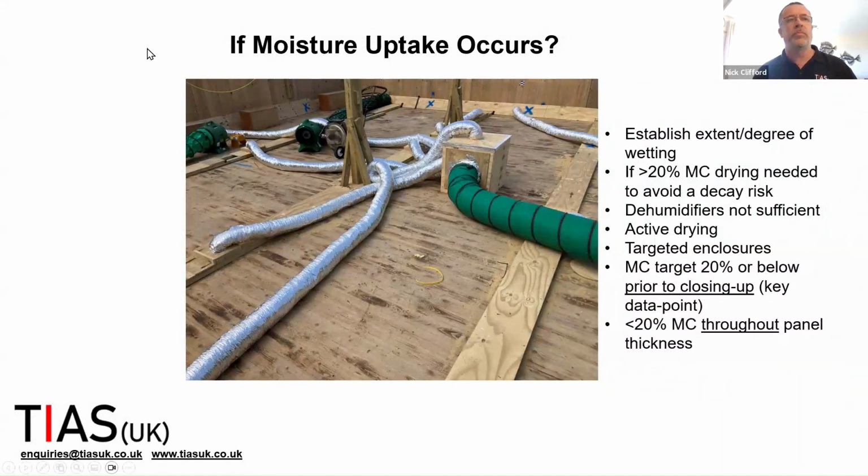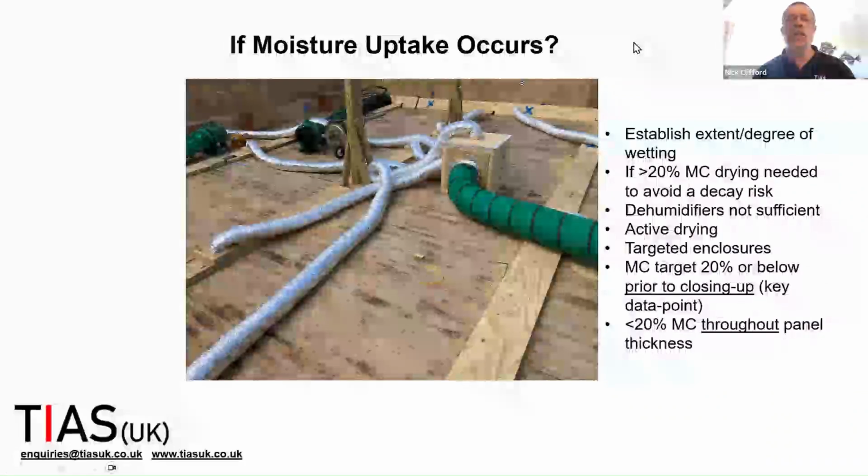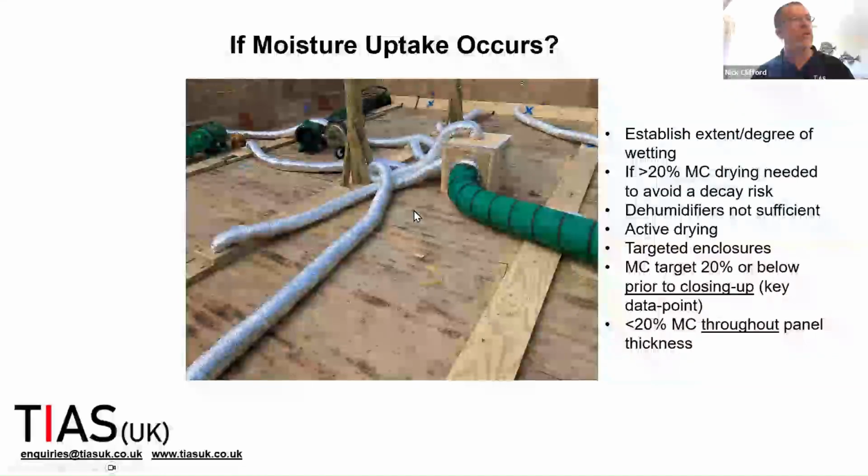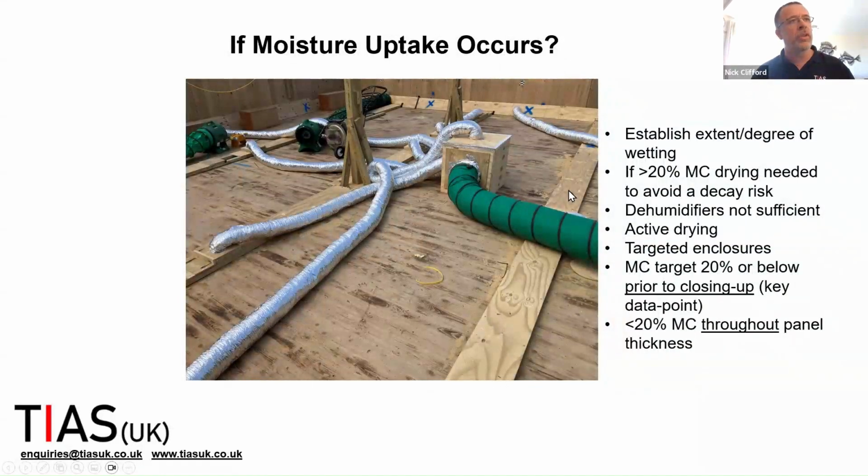It's no good just building, putting a temporary enclosure over the top and whacking in a dehumidifier. Not going to work when it comes to drying out CLT. You just don't get anywhere near fast enough drying rates. And so active drying is usually required. And that involves things like warm, dry air blown through ducts and through small enclosures that target the risk zones.